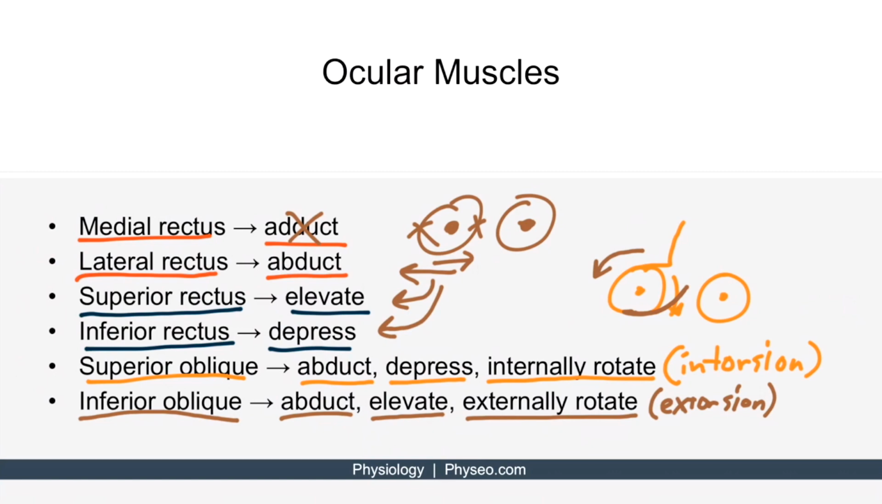And if you damage the superior oblique muscle, this right here, then the eye would not be able to abduct, look this way, depress, look this way, or internally rotate. So essentially, the eye would look up in this direction. And this situation is discussed in great detail in the cranial nerves lecture of this chapter.